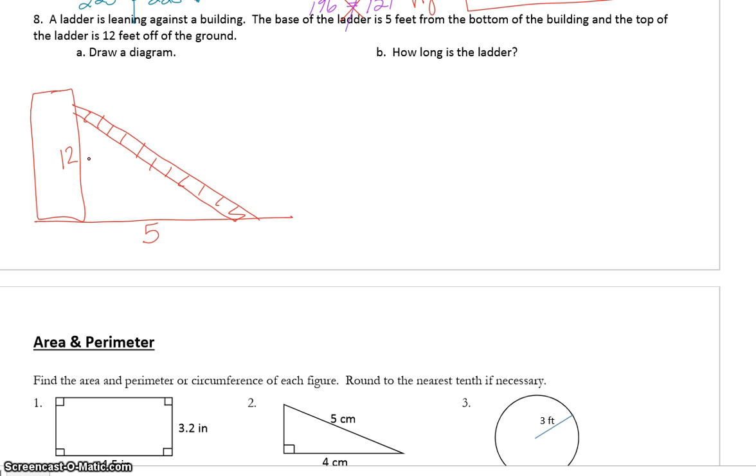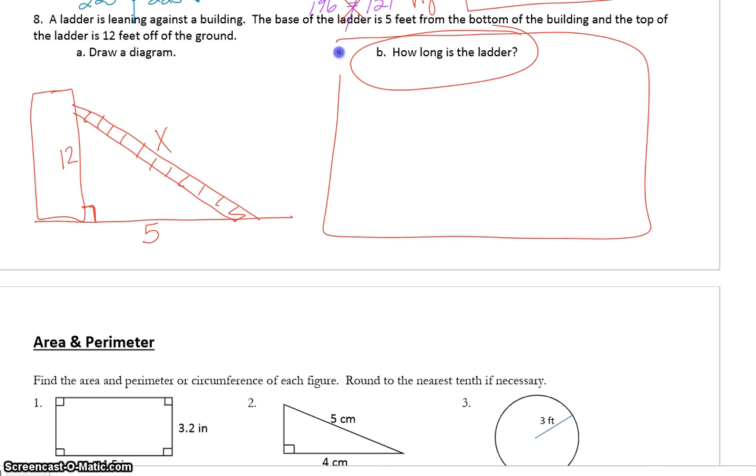We want to find how long the ladder is. That's going to be my x. This is a right triangle, so please for tomorrow use the Pythagorean theorem to find how long that ladder is. This is going to give you another Pythagorean triple. It is going to be a 5, 12, something. And that's going to be another Pythagorean triple that you want to memorize. It's going to save you a lot of time.